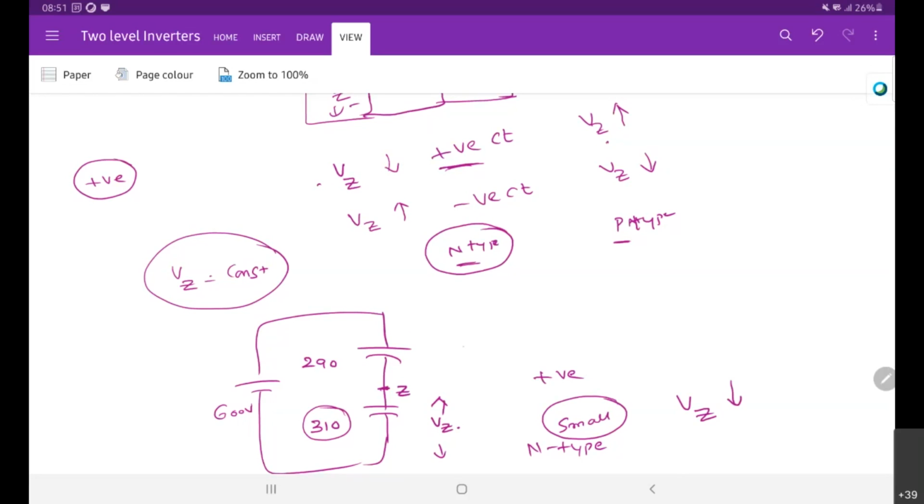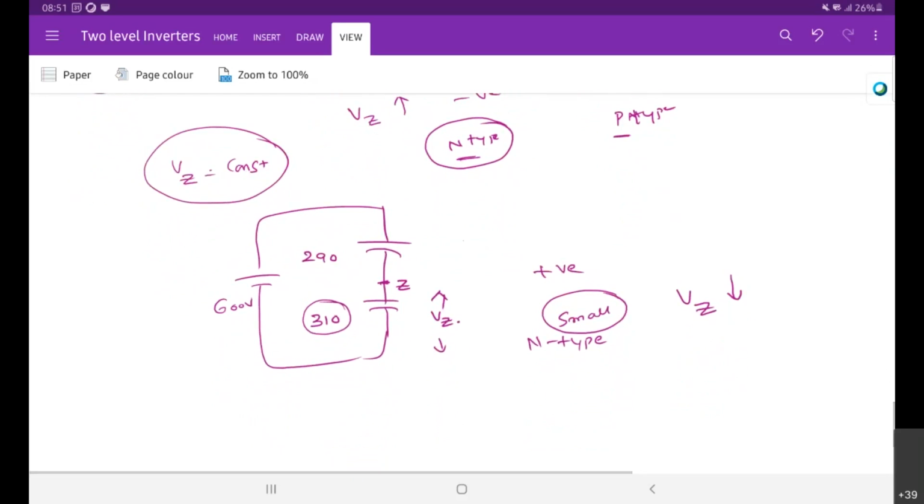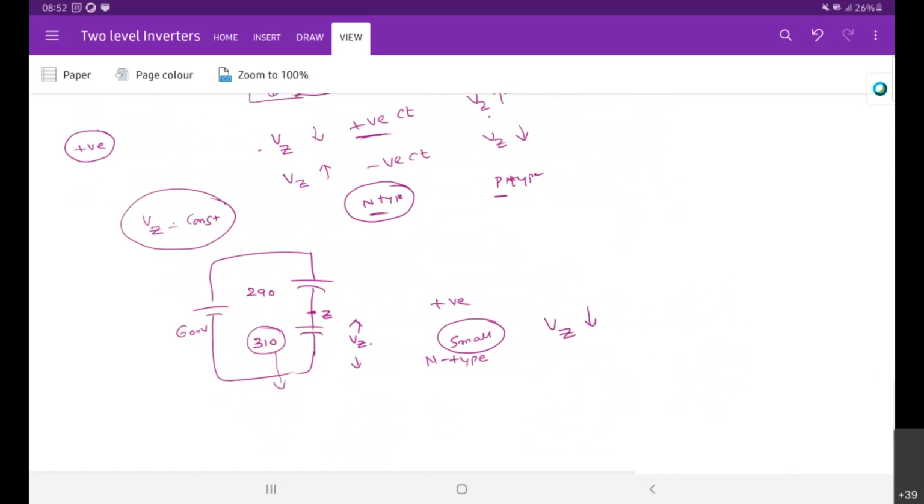By mistake, if you apply the P type small vector, what will happen? This gap further increases. It may be going beyond this 310. If you apply the right one, it may be reduced to maybe 300 or 305 or something. That gap will be reduced. It's clear? So this is the point.